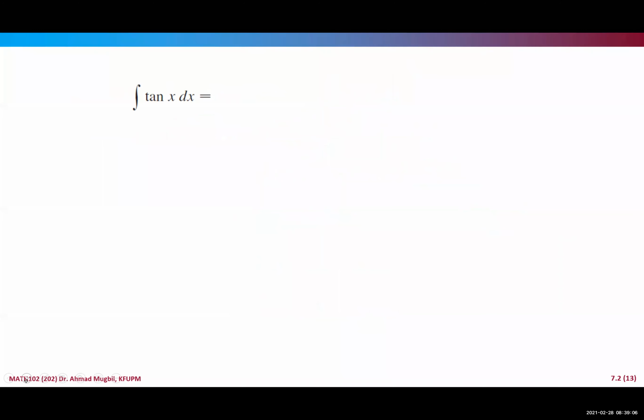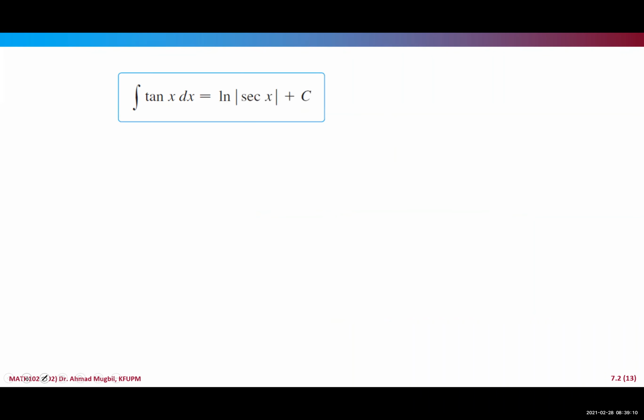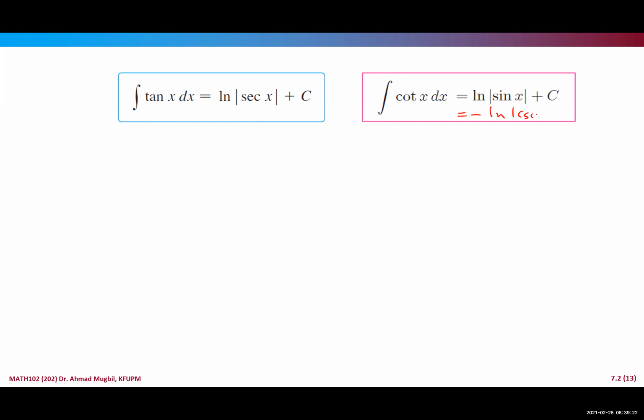Now, I asked you this question at the beginning. What is the integral of tangent of x? It is ln the absolute value of secant x. Similarly, the integral of cotangent is ln sine, or you can write it as negative ln cosecant. It's okay, but let's keep the positive one.